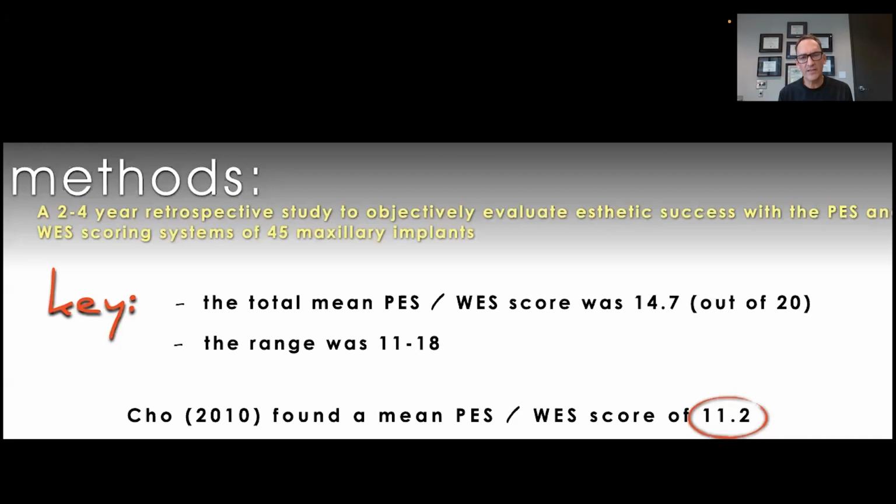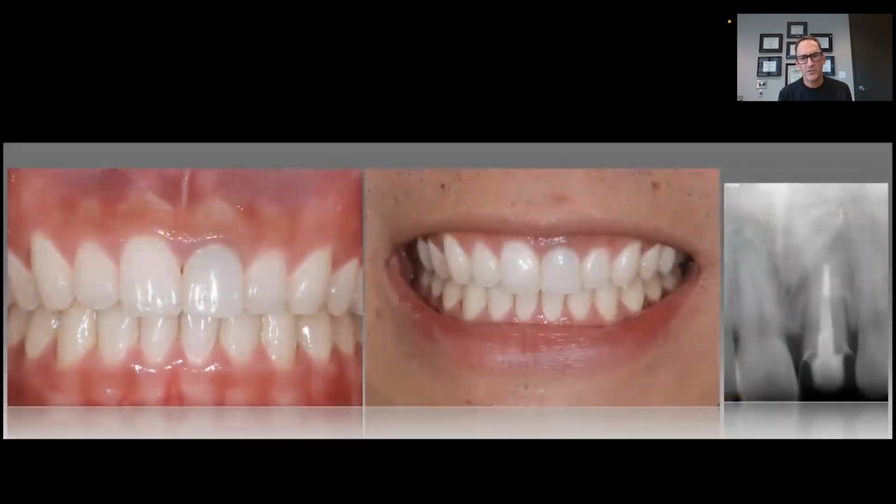Their average was 11. That means that they have cases that were single digits out of 20. I think that's more clinically real because implants are challenging. So can we do them well? Yes, but there's multiple steps that need to be taken and it takes a ton of time.